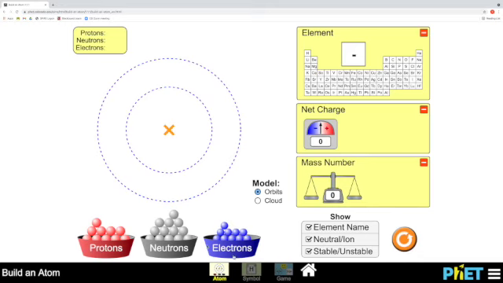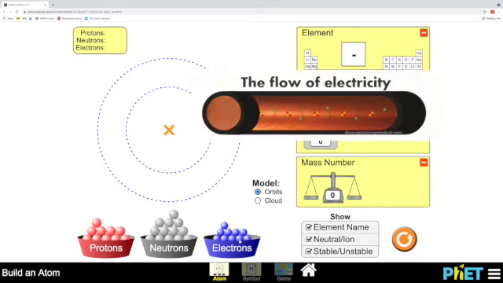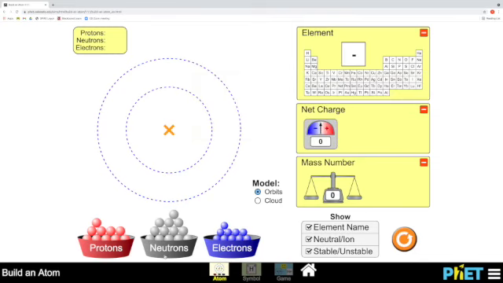Electrons are negatively charged, and, as you might have guessed from the name, these are the things responsible for electricity. Neutrons have no charge, which is why they're called neutrons, like neutral. And protons have a positive charge, because people who are positive about something are very pro-it.